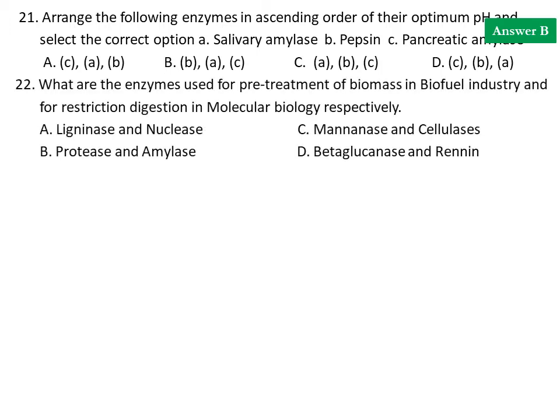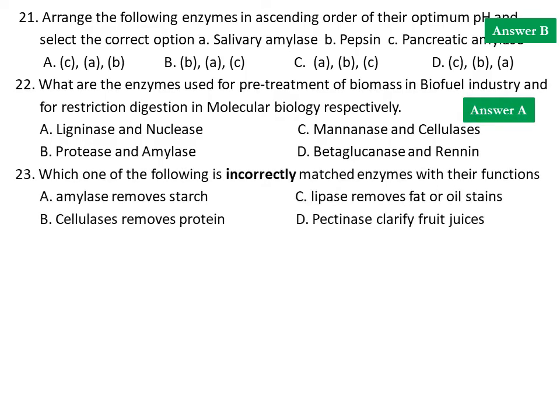Question number 22. What are the enzymes used for pre-treatment of biomass in the biofuel industry and for restriction digestion in molecular biology respectively? A. Ligninases and nuclease. B. Protease and amylase. C. Mannanases and cellulase. D. Beta-glucanase and rennin. So the answer should be A. Ligninases and nuclease.